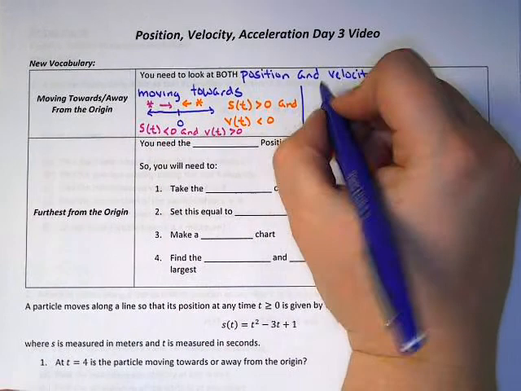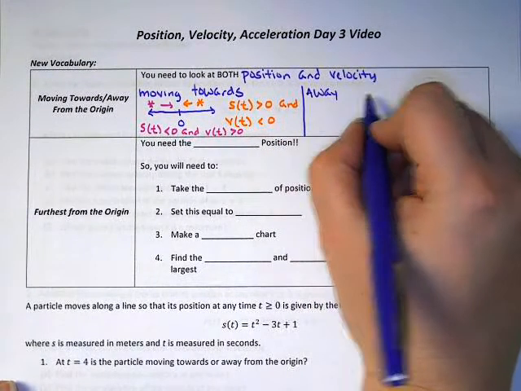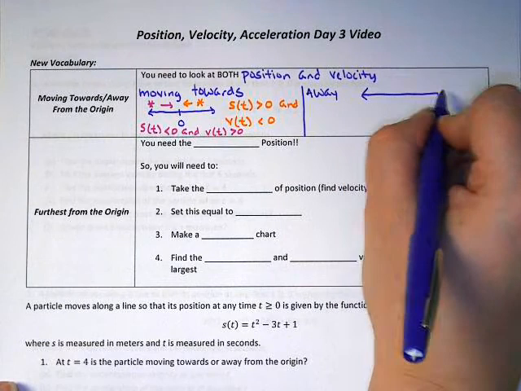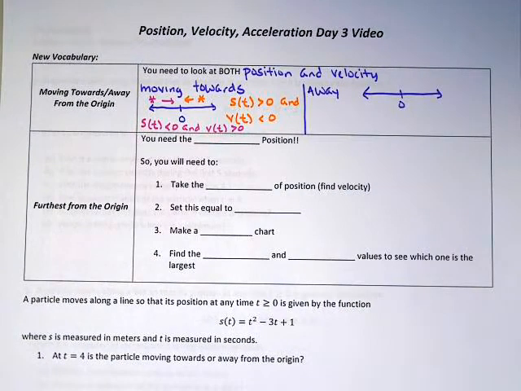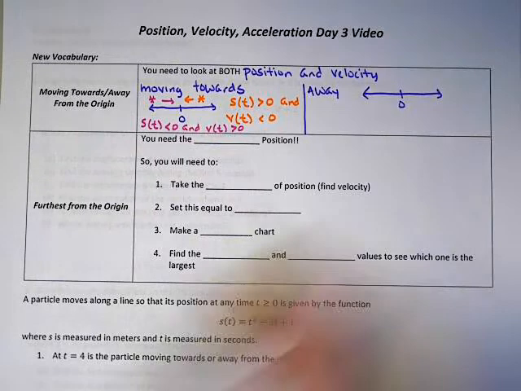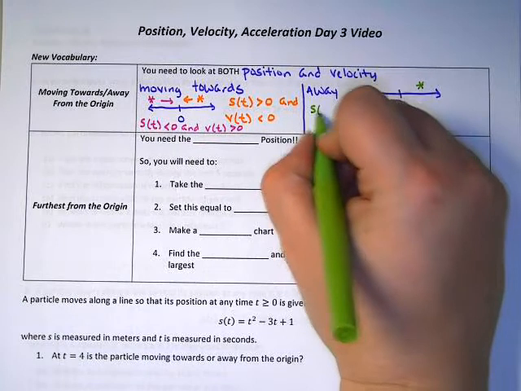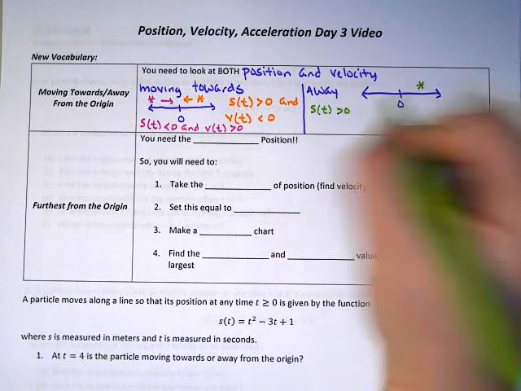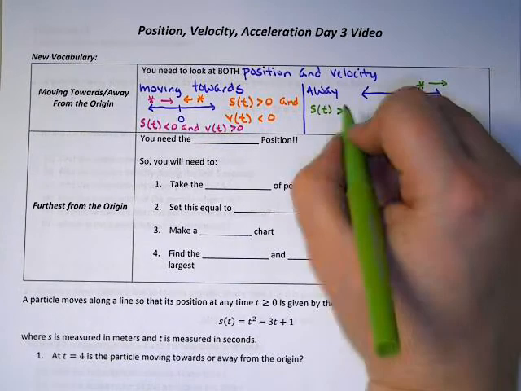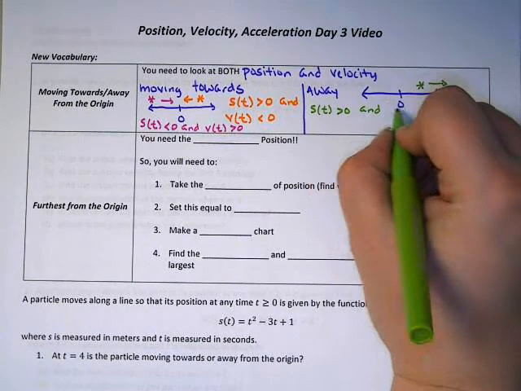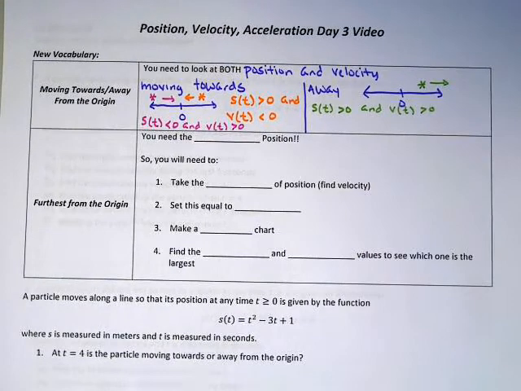So now let's talk about moving away from the origin. So again, let's look at a number line. And if I put 0 in the middle, I could start over on the right, which would mean that my position is greater than 0. And I want to move away from the origin, so my velocity is greater than 0 also, because I'm moving to the right.